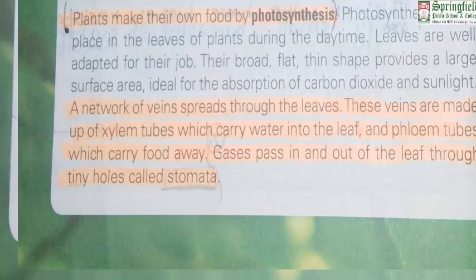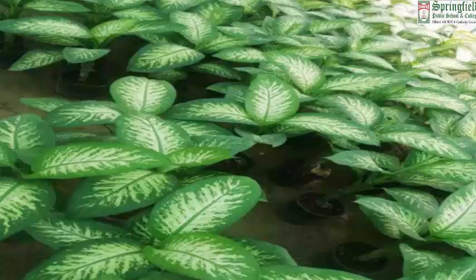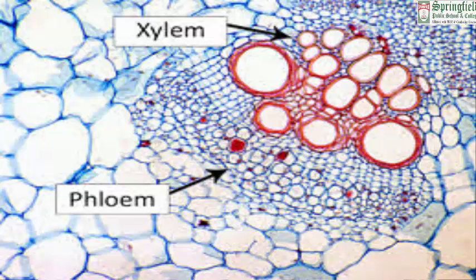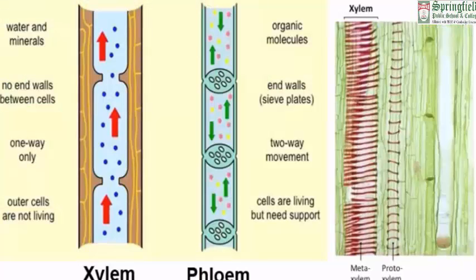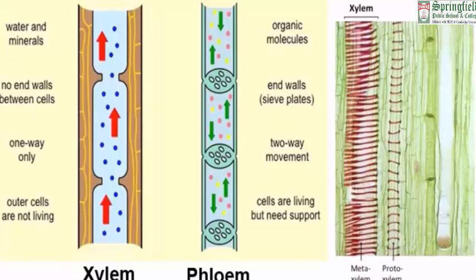The thicker line in the leaf is called the midrib, and the small lines spreading from it are known as veins. These veins are made up of xylem tubes, which carry water into the leaf, and phloem tubes, which carry food away. Gases pass in and out of the leaf through tiny holes called stomata. All leaves which have veins, no matter how tiny, have the two systems, xylem tubes and phloem tubes. These tubes are collectively called the vascular bundles, and they are responsible for transportation.